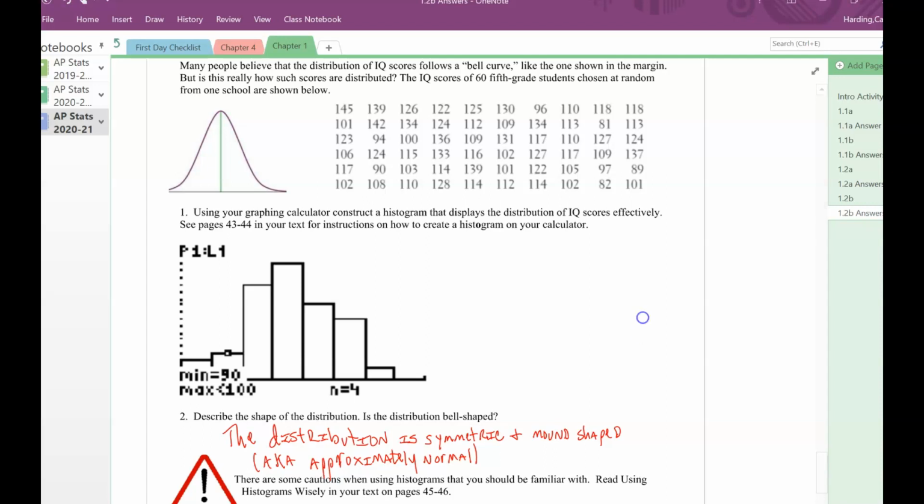Now, the last thing that I would have you do is go to the pages in your textbook 45 to 46 called Using Histograms Wisely. This will make sure that you don't fall into some of the most common errors of making a histogram. If you have any questions, as always, make sure to ask Mr. Bowman or I.